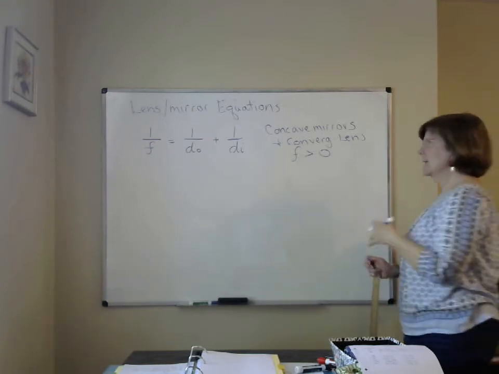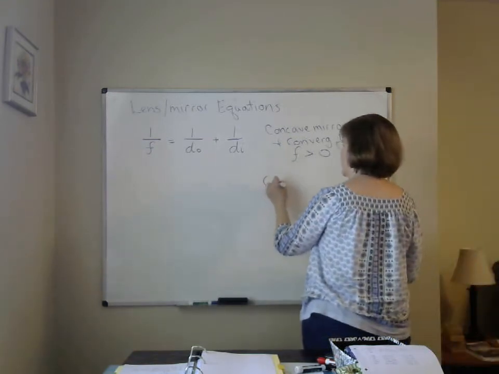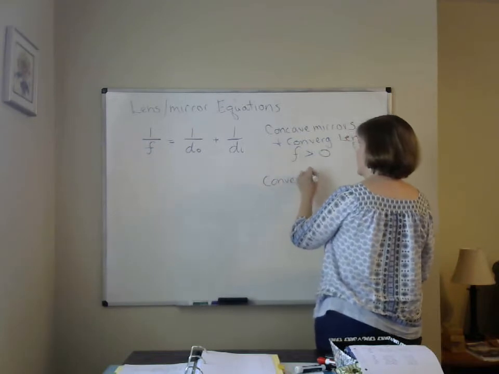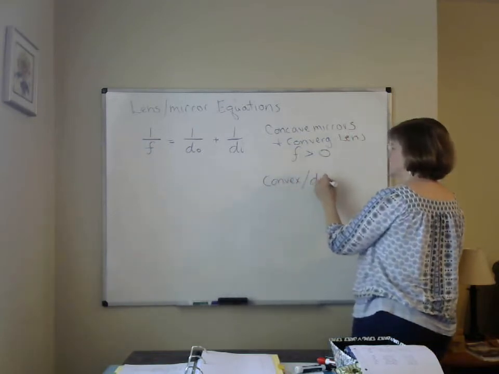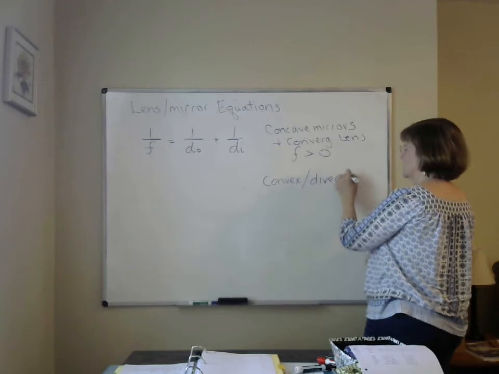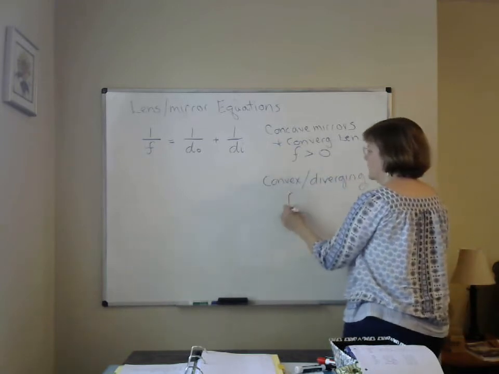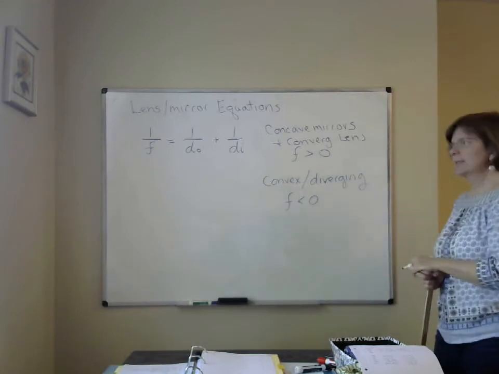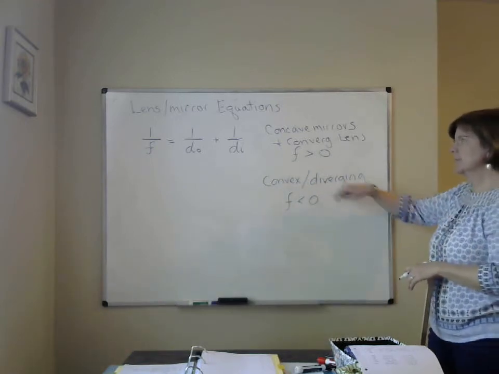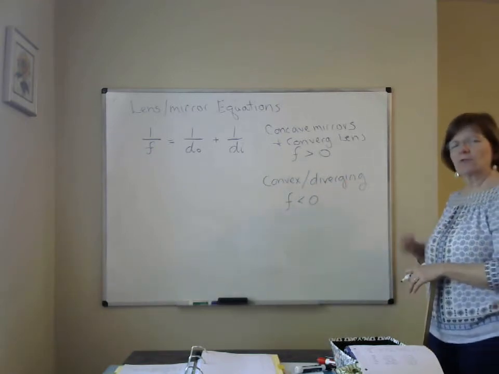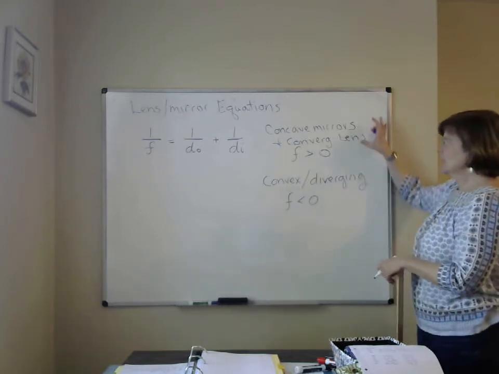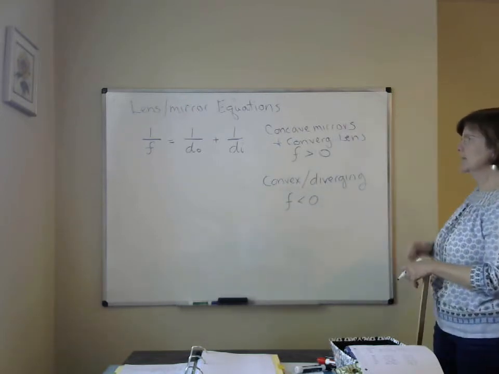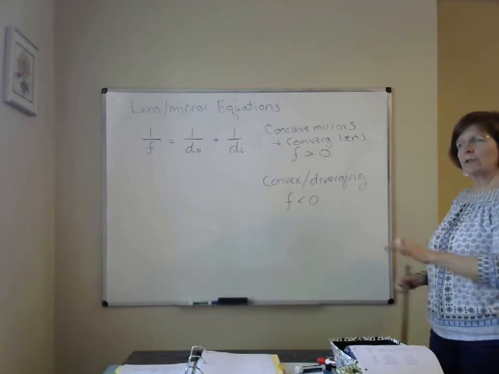If you have the other case where you have a convex mirror or a diverging lens, the focal length is always a negative number. So we sometimes call these types of mirrors and lenses negative lenses or negative mirrors. We would consider these to be positive lenses or positive mirrors. But the equation is the same.